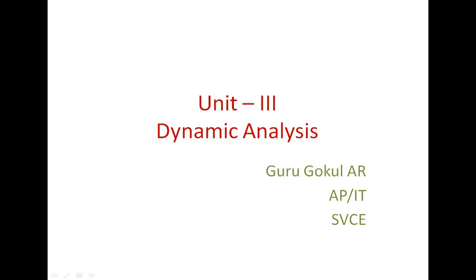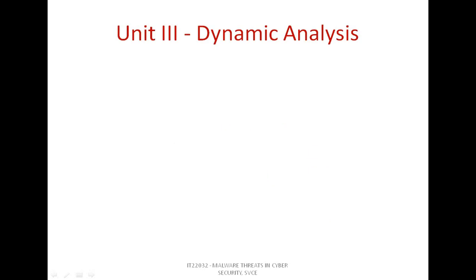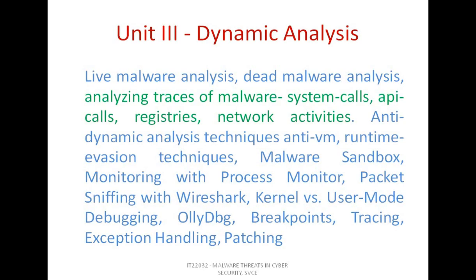So we have been seeing Unit 3 dynamic analysis, and in Unit 3 we have completed the first two topics, live malware analysis and dead malware analysis. In this session we will be seeing the next topic, which is titled analyzing the traces of malware, and it is explored with four different types of traces. First is how you can get the malware data from system calls, API calls, registries, and network activities.